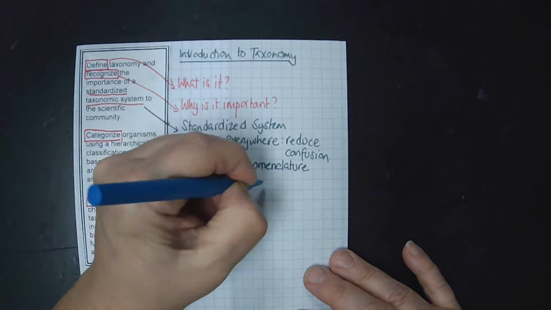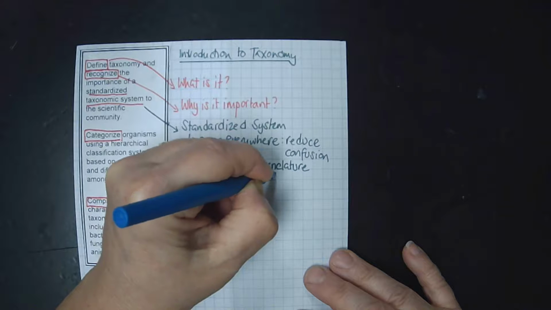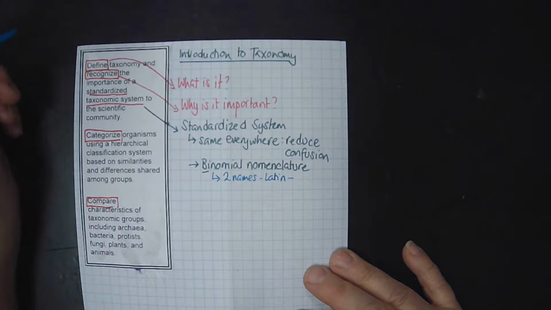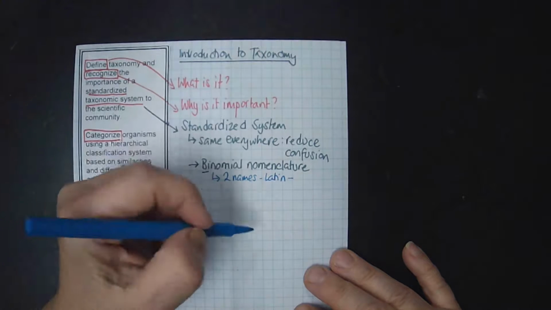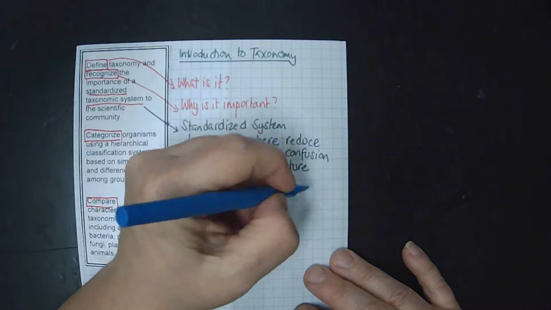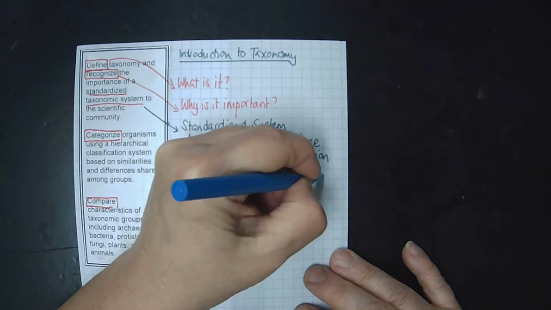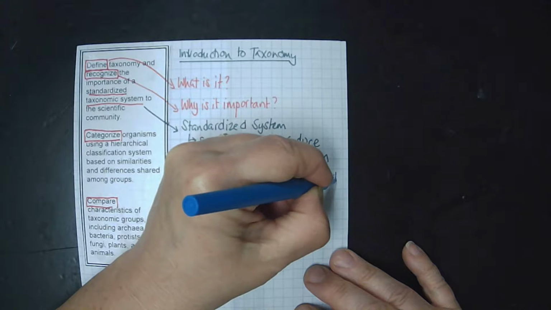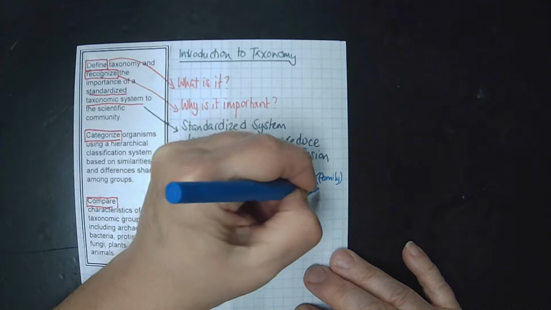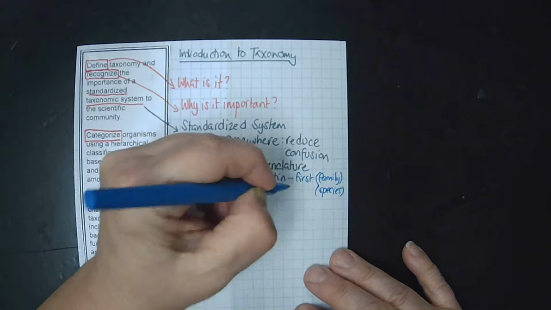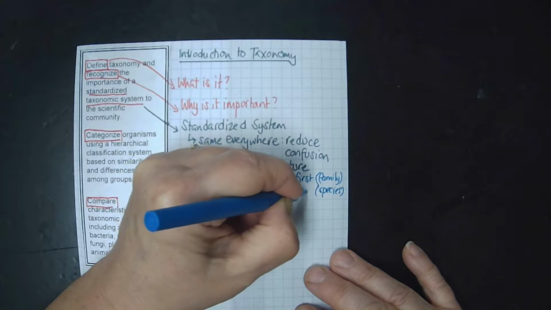That's the binomial bit. It's always in Latin. Why is it in Latin? Because when they came up with this idea, Latin was the language of the educated, and Latin was the predominant language that everybody understood. Obviously, not anymore. But we use two names. It's in Latin. The first is like your family name, and the second is your species. That is the individual.